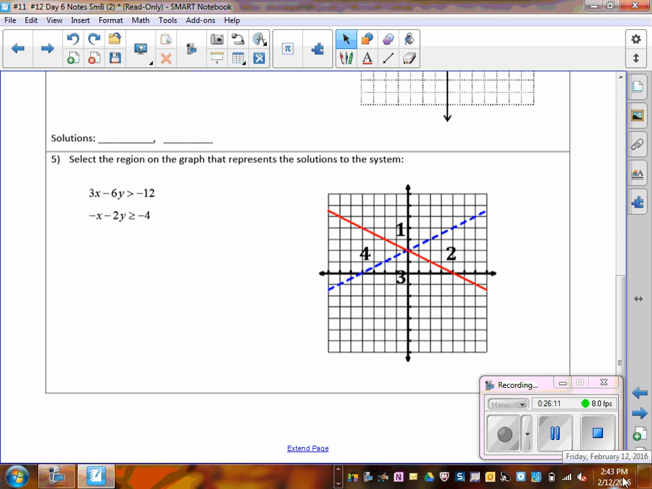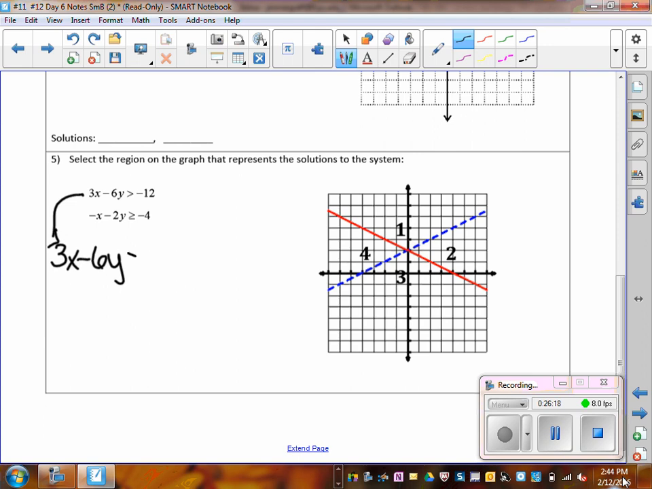Okay, so my first one, 3x minus 6y is greater than negative 12. And I want everyone to be writing this down. What's my first step in getting y by itself? Good, subtract 3x.